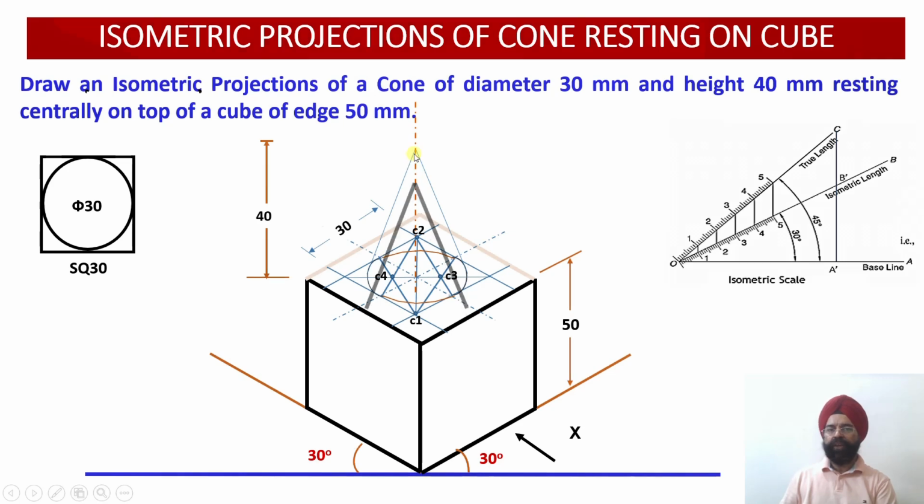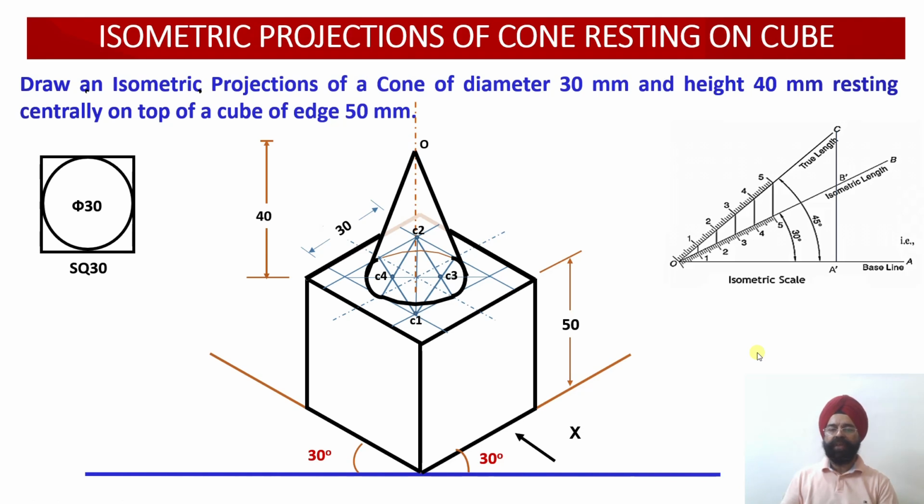I am now going to join these two slant edges dark. This portion of the ellipse will be joined dark, and this portion of the top face of the cube will be joined dark. And this is your apex point which we have shown over here. This way we have completed the construction of a combined solid in which a cone is resting centrally on top of a cube.